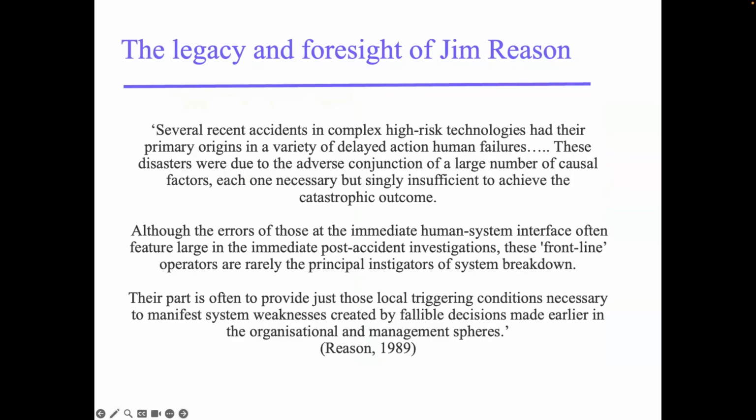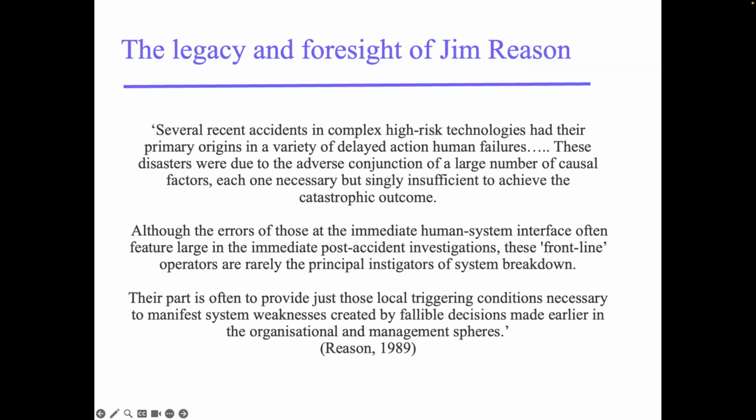So I recently wrote a tribute to Jim, which will be published in Applied Ergonomics, and I used part of this, and I want to just read you this. Several recent accidents in complex high-risk technologies had their primary origins in a variety of delayed action human failures. And then he talks about the disasters being due to the adverse conjunction of a large number of factors, each one necessary but singly inefficient. So already straight away, you have the idea of complexity, complex systems, multiple factors.